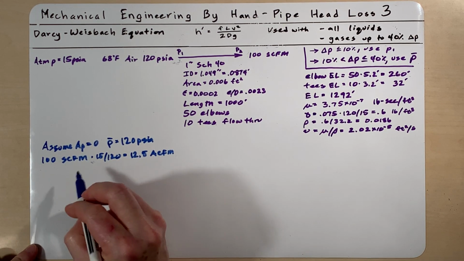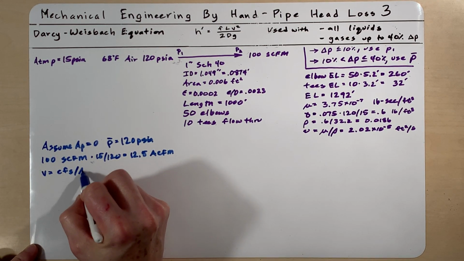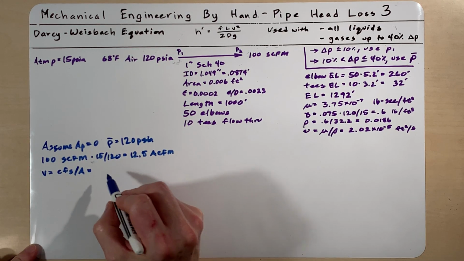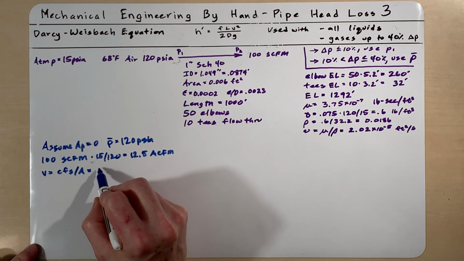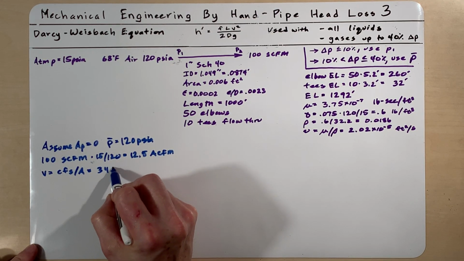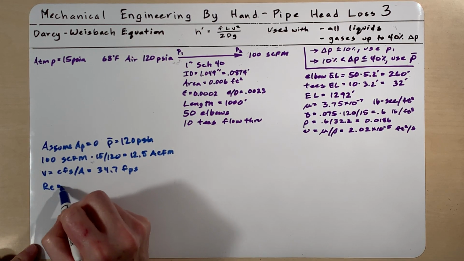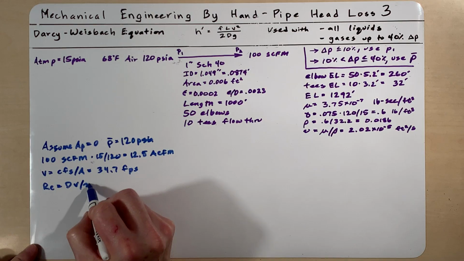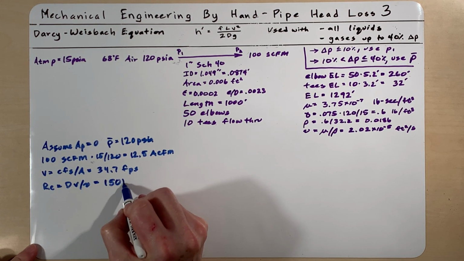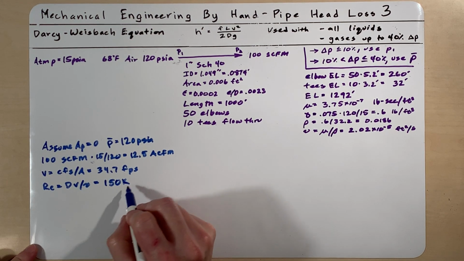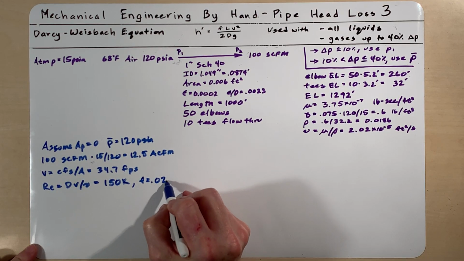And then our velocity is cubic feet per second over area. So that is 12.5 divided by 60 divided by the area, and that is 34.7 feet per second. And then Reynolds number, diameter times velocity over kinematic viscosity, and that equals 150,000. And then when I look this up on a Moody chart, the friction factor equals 0.027.